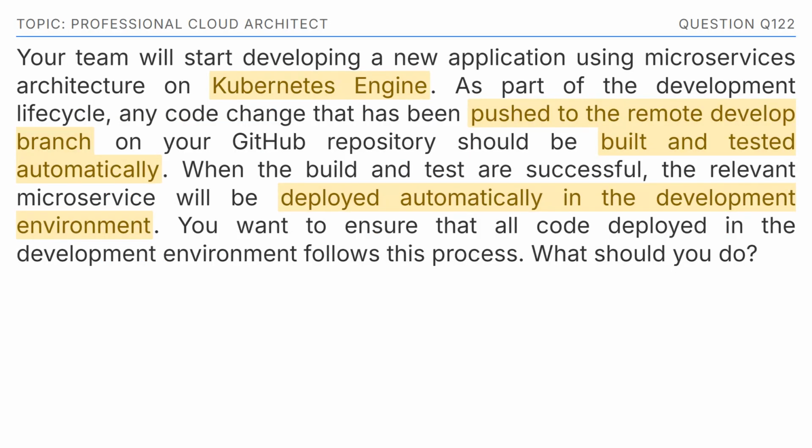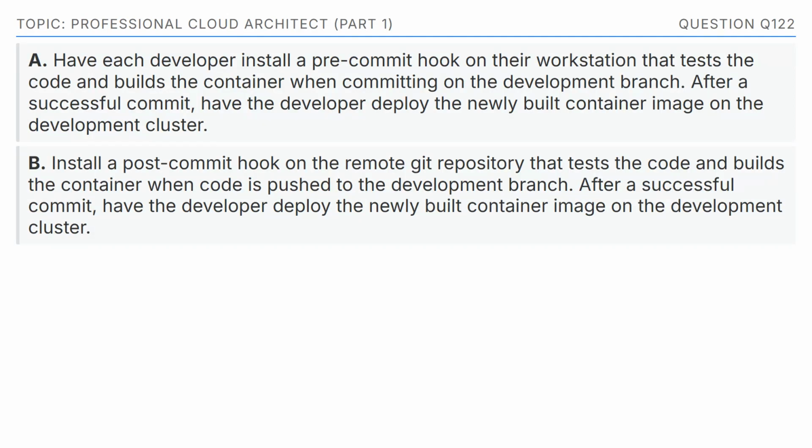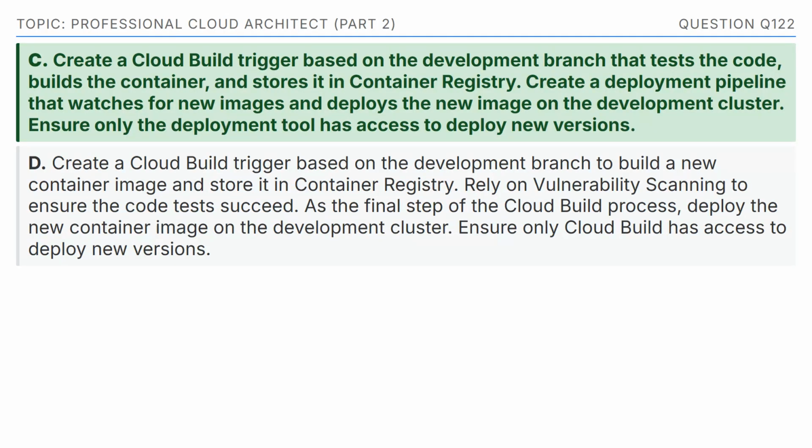To arrive at the correct answer, we focus on the keywords: Kubernetes Engine, pushed to the remote develop branch, built and tested automatically, deployed automatically in the development environment. Review the options on screen. The correct answer is option C. Create a cloud build trigger based on the development branch that tests the code, builds the container, and stores it in container registry. Create a deployment pipeline that watches for new images and deploys the new image on the development cluster. Ensure only the deployment tool has access to deploy new versions.